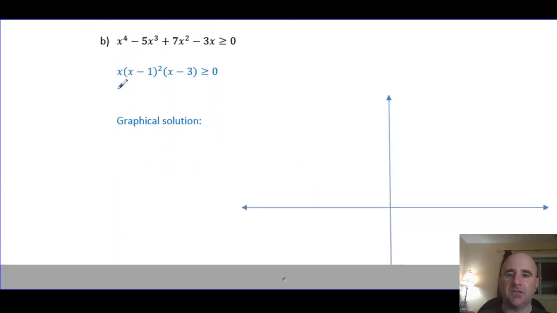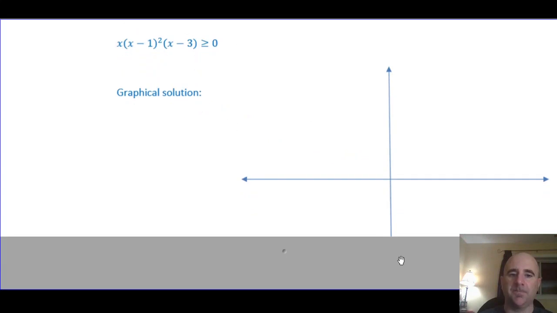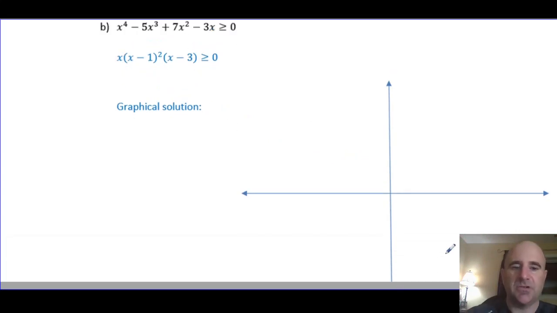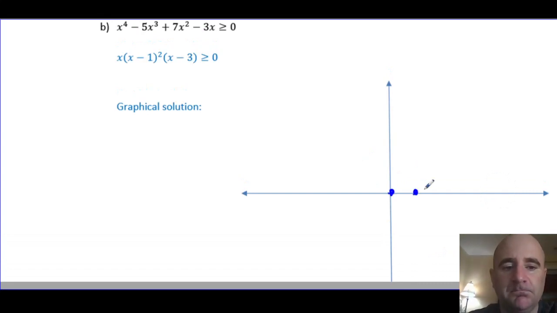Okay, so it's a degree 4 polynomial. So it's even degree, has a leading coefficient that's positive. So remember, it's like a parabola that kind of opens up like that. And it has x-intercepts at 0, 1, and 3. So let's get that in. So 0, 1, and I'll put 3 about there.